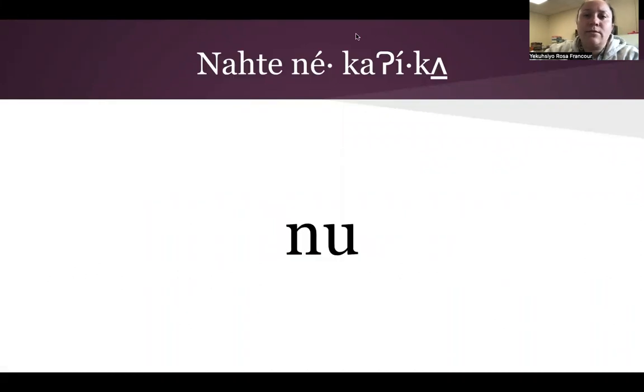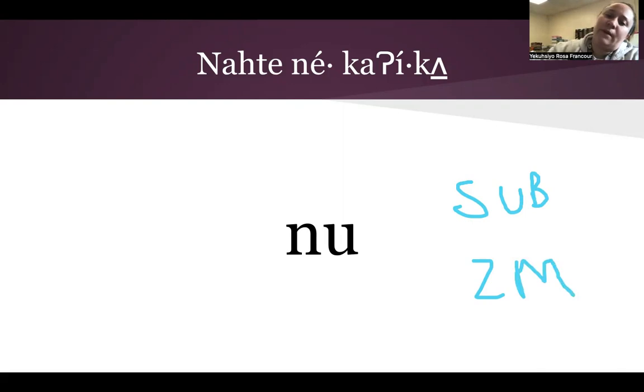Let's do NU. Subjective or objective? Pause if you need more time. Subjective. Pronoun meaning is two males or a mixed group of a male and a female. Sorry, that looks like a Z. It's a two. There you go.